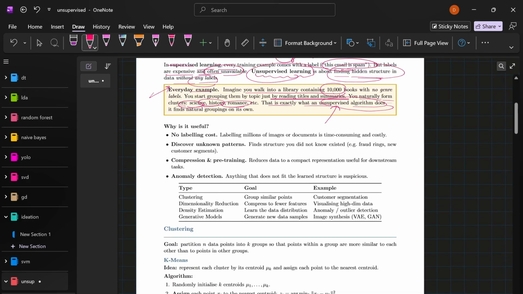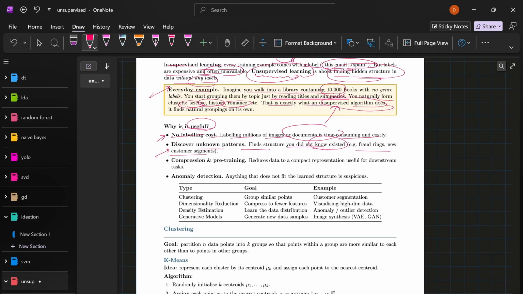Okay, moving forward, why is this useful? Number one, it does not require any labeling cost. Like I said, labeling millions of images or documents is expensive and slow. Second, discovering unknown patterns. This is the exciting one. Sometimes you don't even know what pattern exists. Like a bank might use unsupervised learning to discover fraud rings, groups of accounts behaving suspiciously together, without even explicitly being told that these are fraud accounts or not.